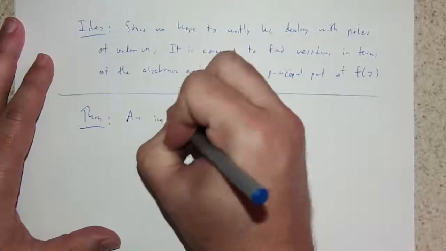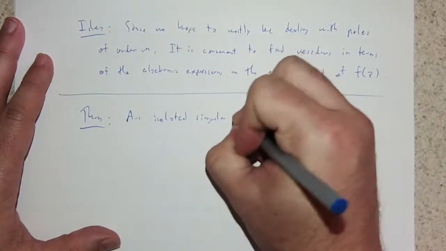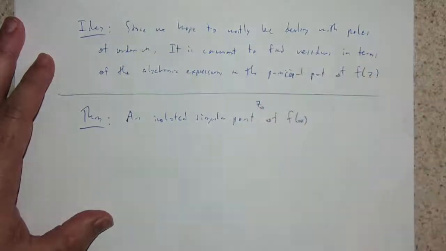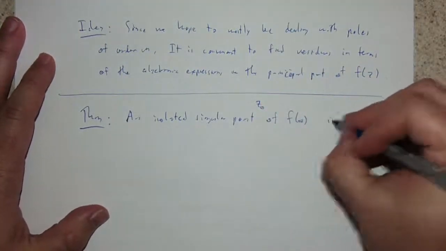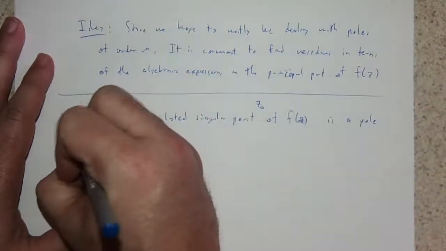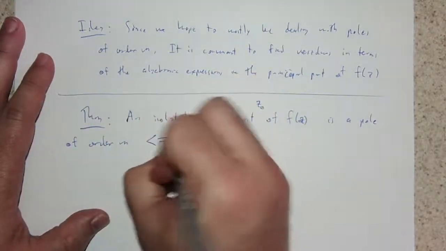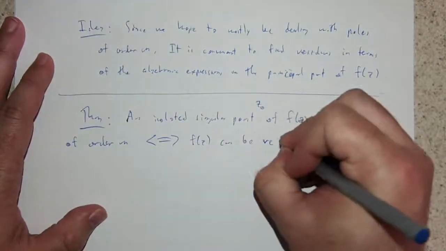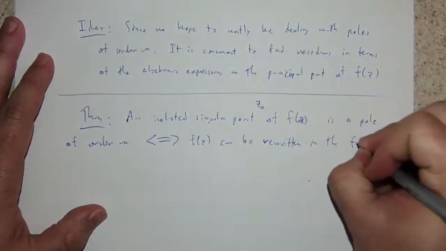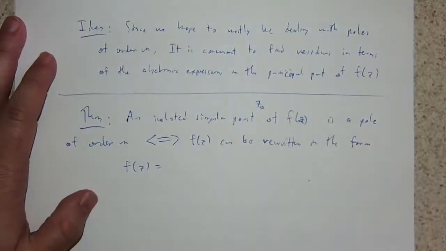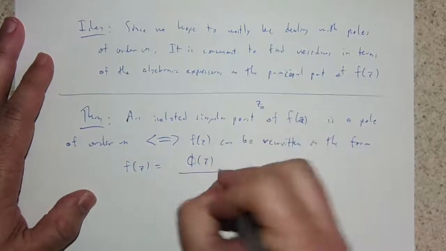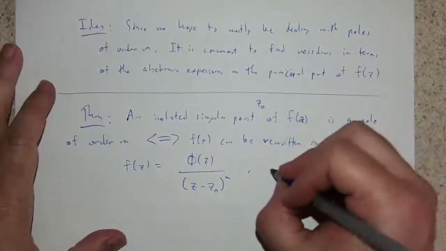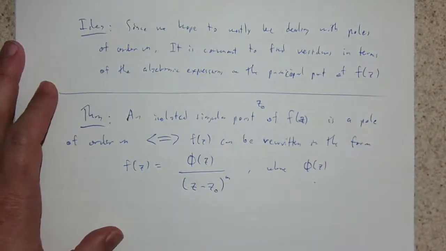An isolated singular point z naught of f of z is a pole of order m if and only if f of z can be rewritten in the form f of z is equal to phi of z over z minus z naught to the m, where phi of z is analytic and non-zero at z naught.